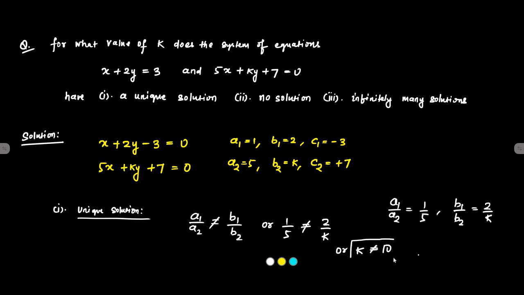So what does it mean? That for all real values of k other than 10, the above system of equations will have a unique solution. The only value which does not satisfy it is k equal to 10. For all other values, the system will have a unique solution. So for a unique solution, k should not be equal to 10.